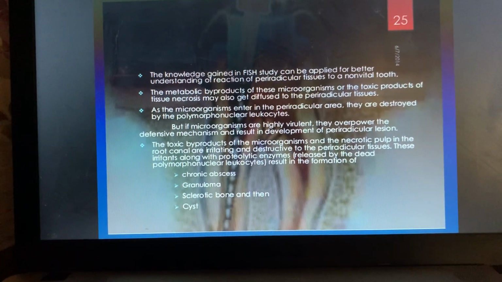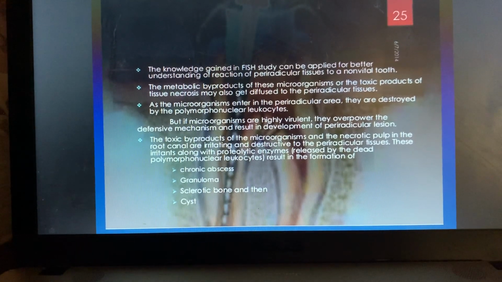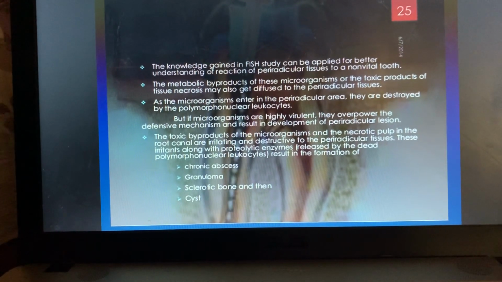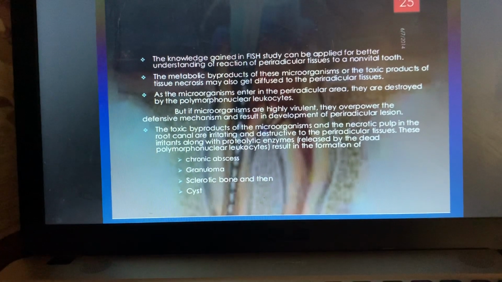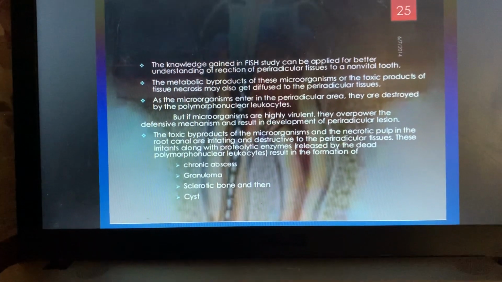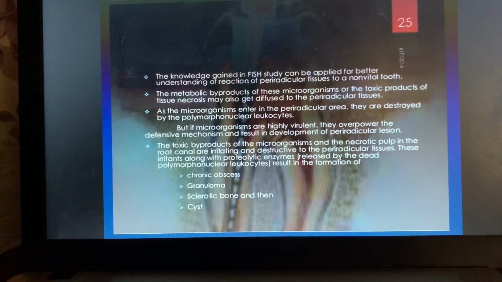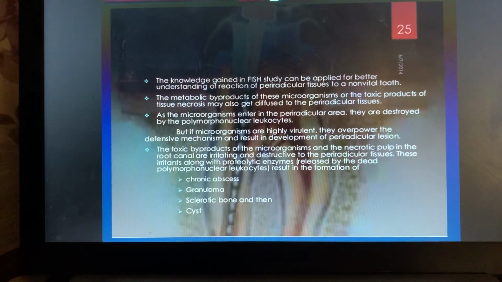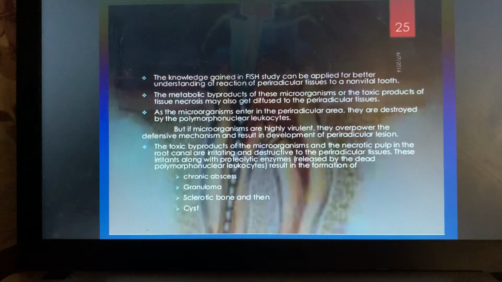These metabolic byproducts and toxins released by microorganisms destroy the periradicular tissue, and they are also responsible for the release of proteolytic enzymes that results in pus formation. Third, on the periphery of the lesion, there will be a stimulation of fibroblasts that build fibrous tissue, and osteoblasts that form sclerotic bone.